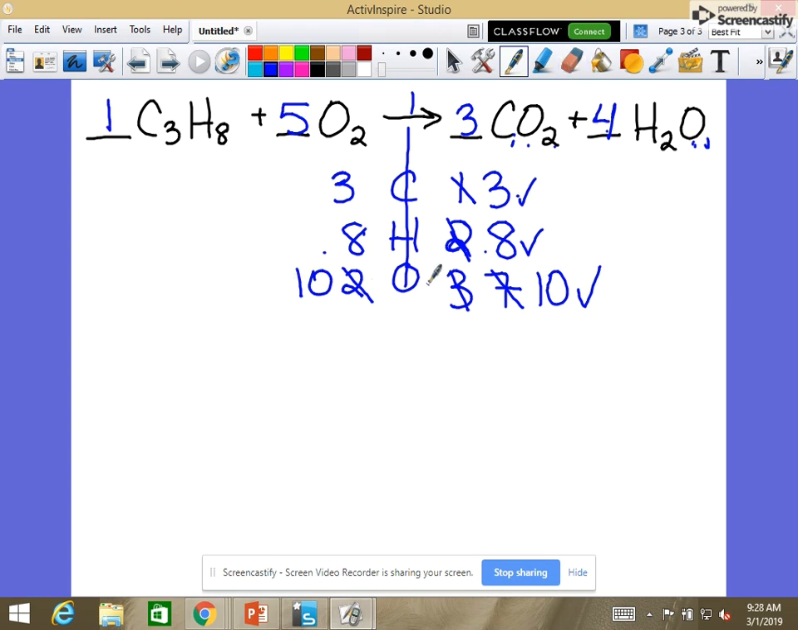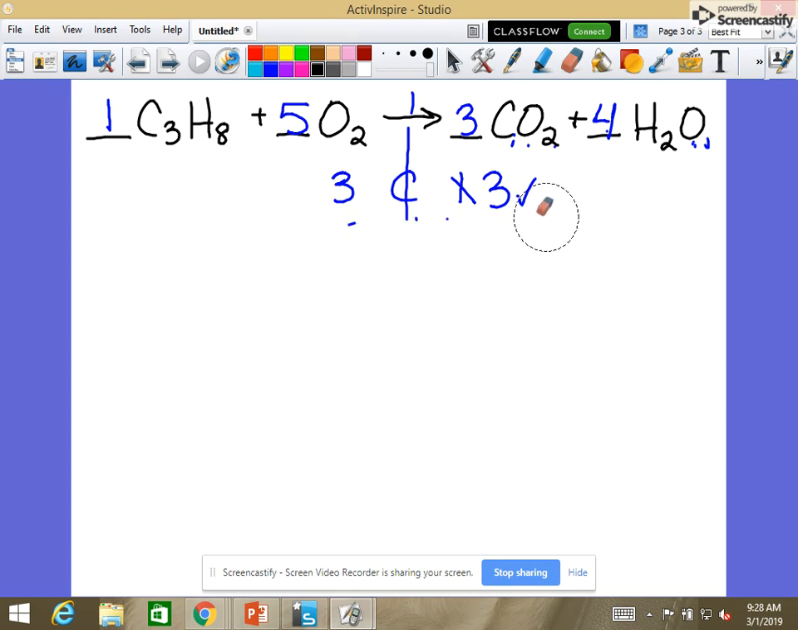I'm going to go ahead and erase this part and leave up my balanced chemical equation. Step 2 says to convert from grams to moles. We're starting with moles in this problem, so I'm going to skip that step and go to step 3: convert from moles of the given to moles of the unknown. So that's what I'm going to do.